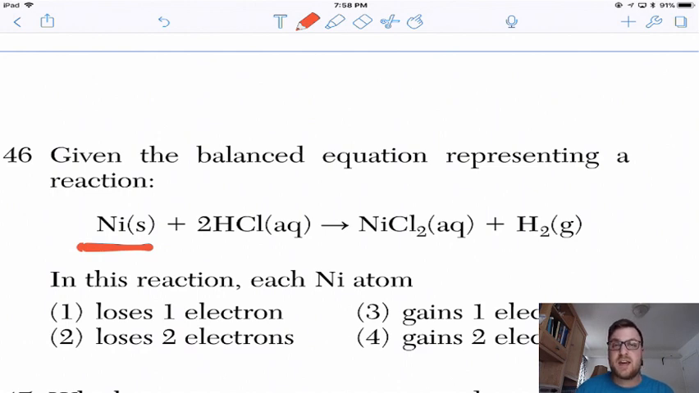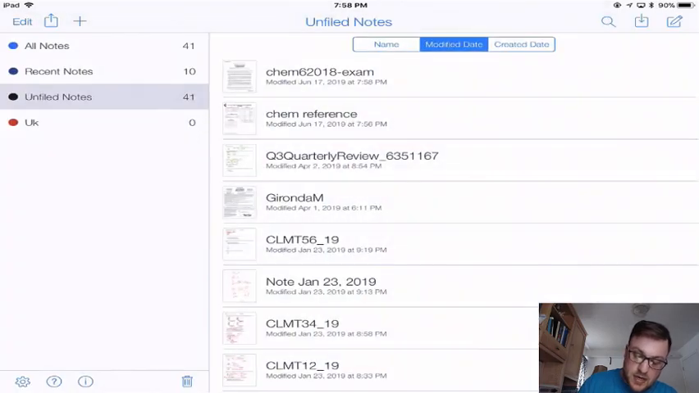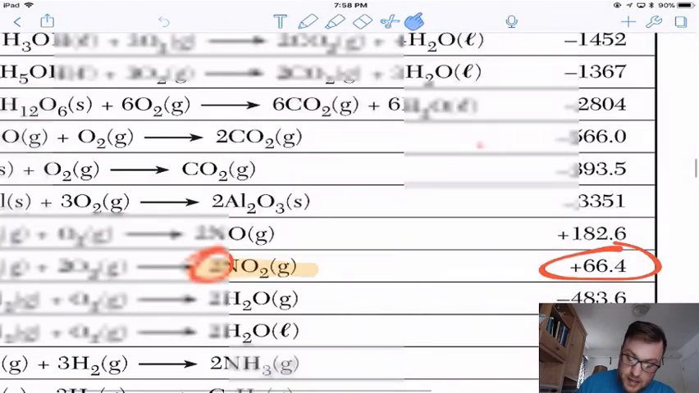If you have any element bonded to only itself or bonded to no one, it does not have a charge. Its charge is 0. No friend, no charge. Nickel on the right side is bonded to chlorine. So, let's get the oxidation state of nickel from the periodic table.